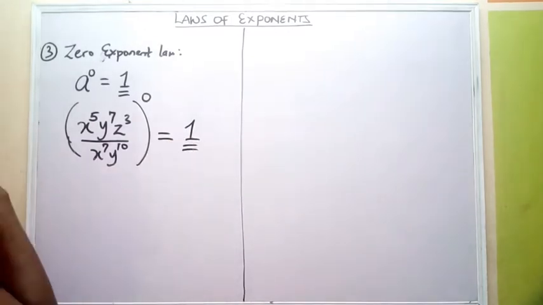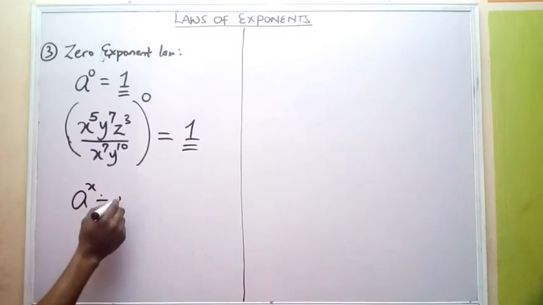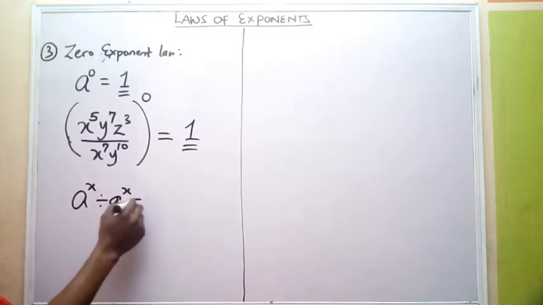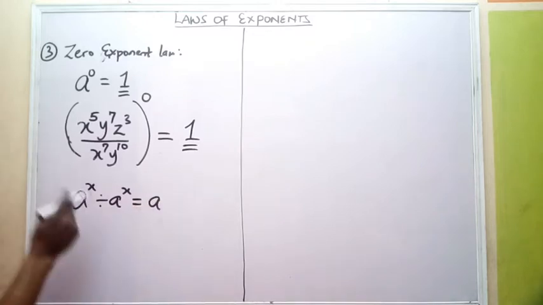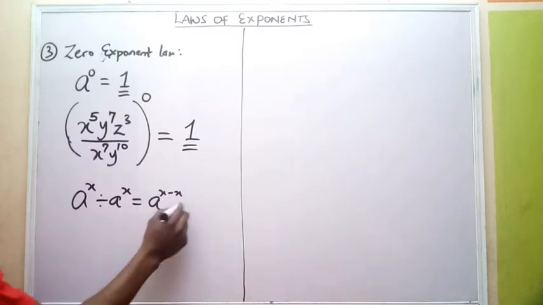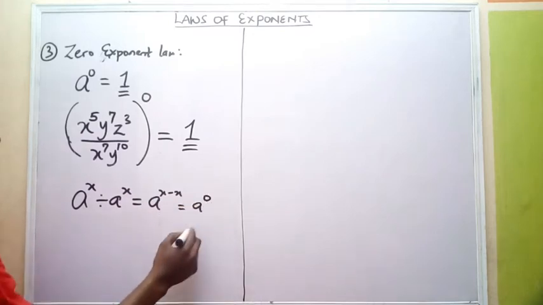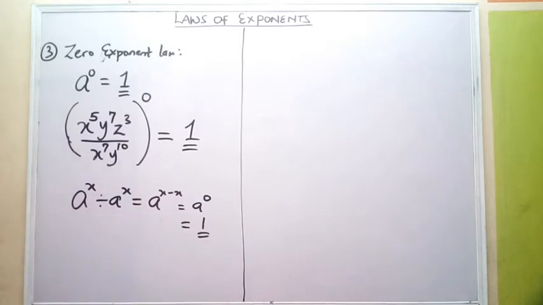Now I can have something like, let's say, a to x divided by a to x. Since they have the same base, I'll take one of the base and find the difference of their exponents, so it would be a to 0. The a to 0 would give me 1. So that is all about the zero power law.